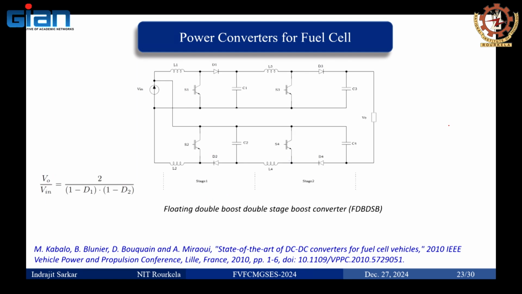Okay. So similarly, you have another, which is the floating double stage boost converter. So there are two stages, two stage boost converter, and then they are floating. They know that the output voltage of a fuel cell is low, and we need high voltage, and that is why we are using a boost converter of higher gain, so that the conversion can be done without any intermediate stage, and directly you can convert into a high voltage level, and this high voltage level you can use for conversion into AC. Okay.